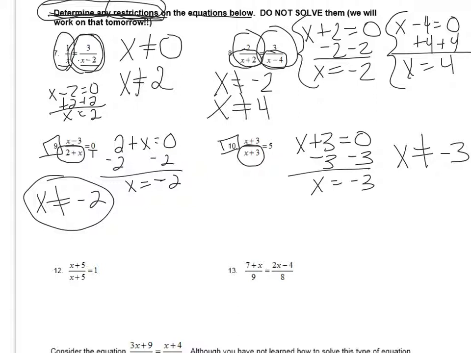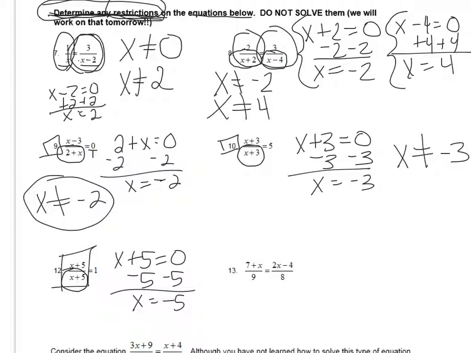In number 12, the only denominator we have to worry about is x plus 5. Taking that denominator and setting it equal to 0, solving, we get x equals negative 5. So negative 5 happens to be the value of x that would make this fraction undefined. But again, since we're being asked to determine the restrictions, we're going to write it this way. X cannot be equal to negative 5.